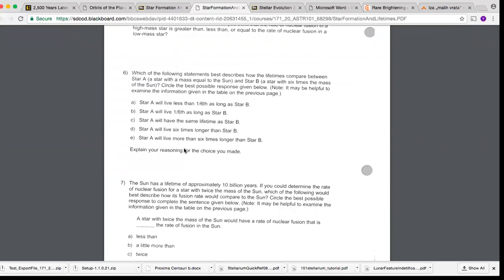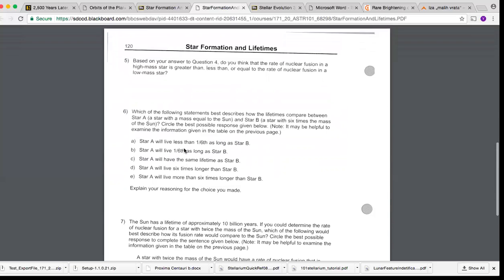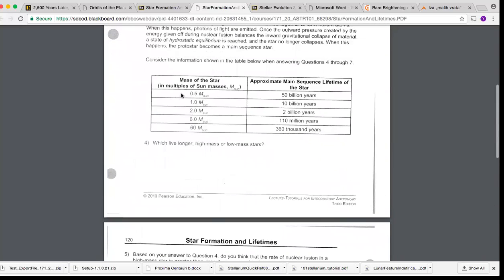I guess I don't really understand how it's six times the mass. That's just the assumption. Read. Oh, it's the assumption. How would we know that a star will live more than 6 times longer, instead of just 6 times longer? Well, I know that by looking at this table, right?